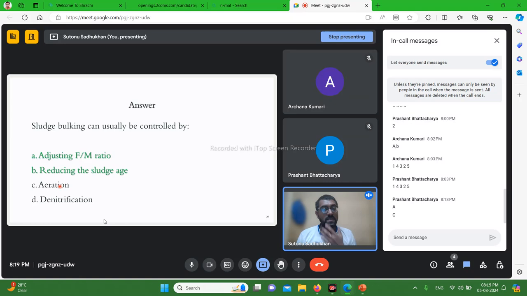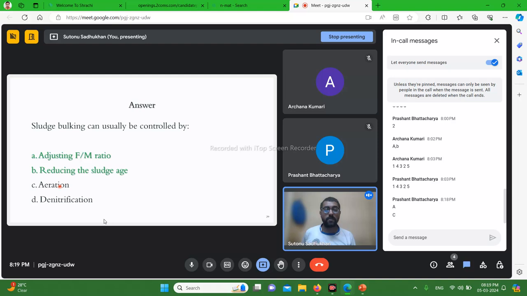And sludge bulking is what, as I told earlier: the difference between the total suspended solids or total solids minus the MLVSS or MLSS. So in this difference, the inactive part gets increased. That is called sludge bulking. So aeration has no effect on it. Denitrification has no effect on it, but if you increase the time a particular sludge stays in a particular system, it obviously becomes chunky. So sludge bulking will be more.